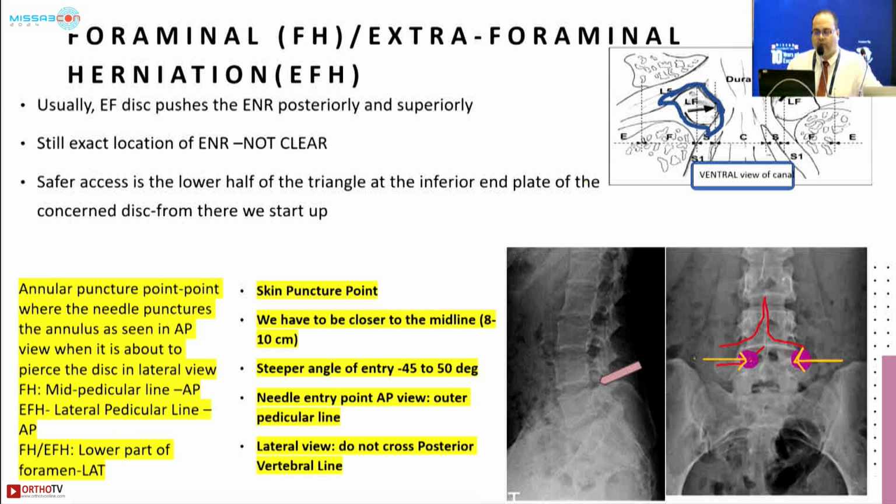So always the safer access is actually in the inferior half of the foramen, and if you see the annular puncture point, in the foraminal herniation, it should be in the middle pedicular line in the AP, and in the extraforaminal herniation it should be in the lateral pedicular line in the AP, whereas in the lateral view we should be in the lower part of the foramen and we should not cross the posterior vertebral line.